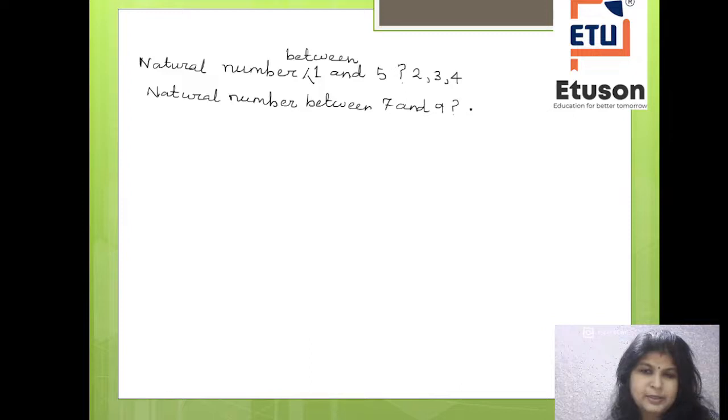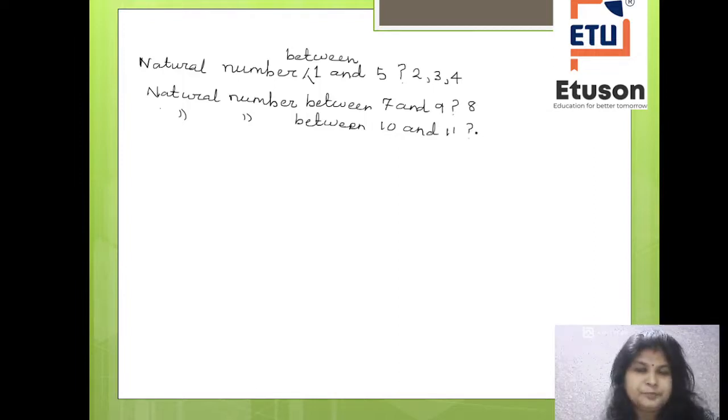So what is the number? It is 8. Correct or not? Suppose now I write the natural number between 10 and 11. What will be the answer? Is there any natural number in between 10 and 11? No, there is none. So there is no natural number in between 10 and 11.